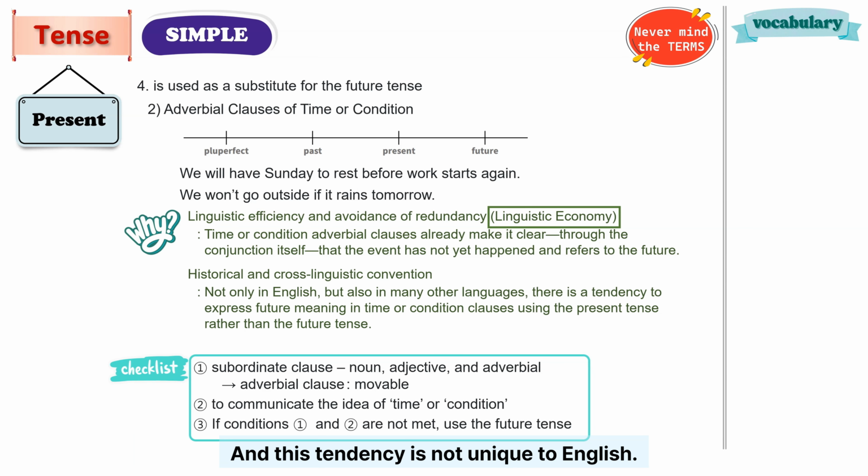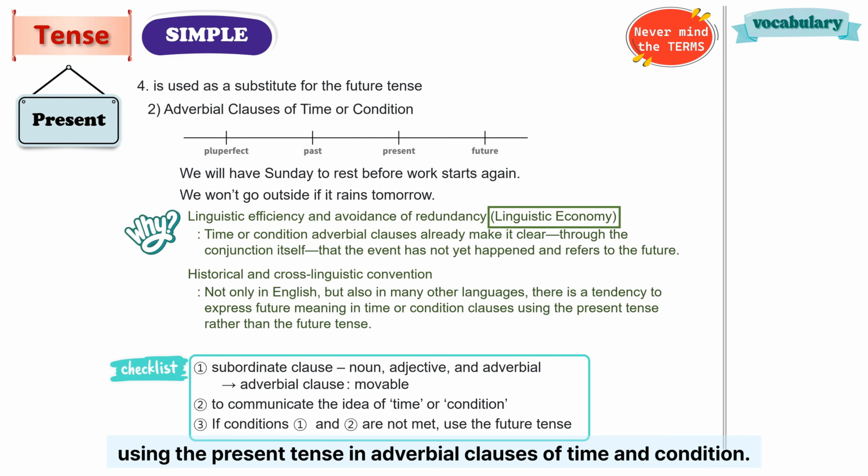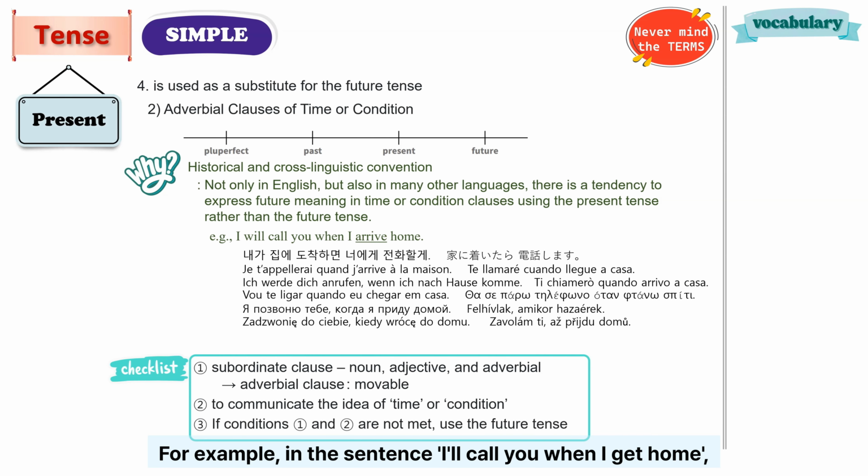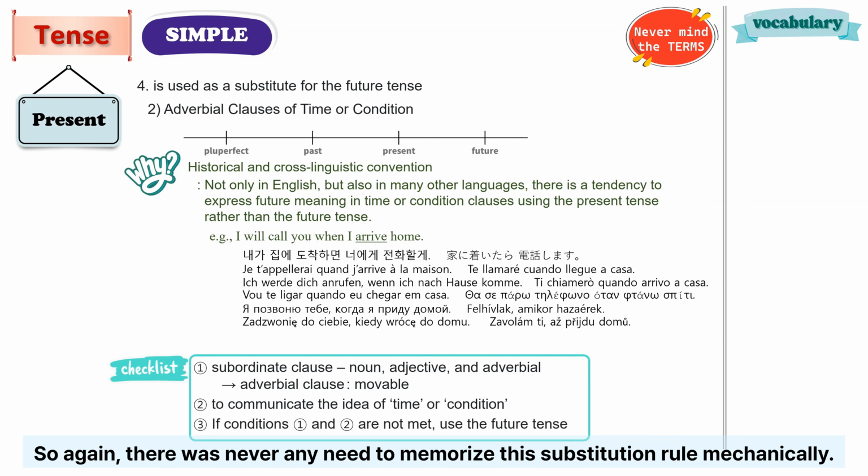And this tendency is not unique to English. Many languages follow the same pattern, using the present tense in adverbial clauses of time and condition. For example, in the sentence, "I'll call you when I get home," as you can see on this screen, not only in English but in many other languages as well, the present tense is used in place of the future tense. The context itself already indicates a future event. So again, there was never any need to memorize this substitution rule mechanically.